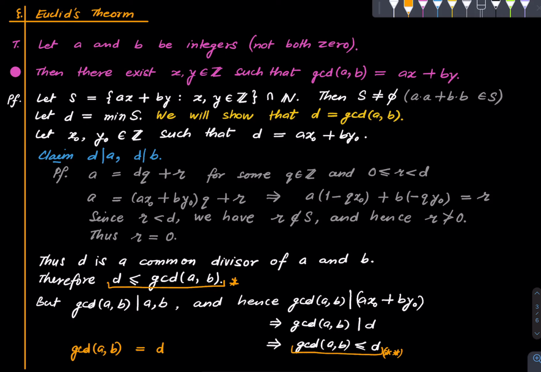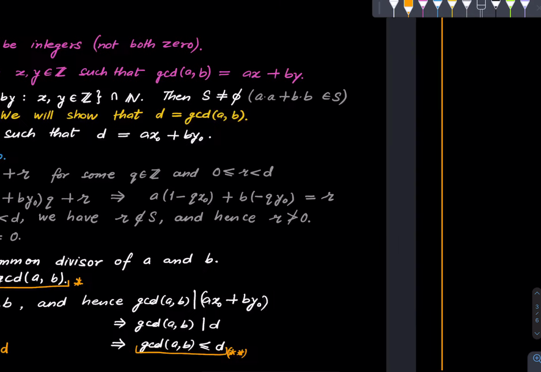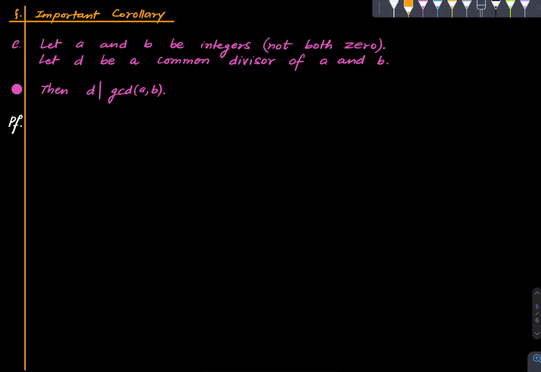And now let us look at an immediate consequence of Euclid's theorem. Suppose we have again two integers, not both of them 0, and d is a common divisor of a and b. Then it divides the GCD. A common divisor of a and b, we know, is at most the GCD, but this says even more. It says that it is strongly less than the GCD in some sense.